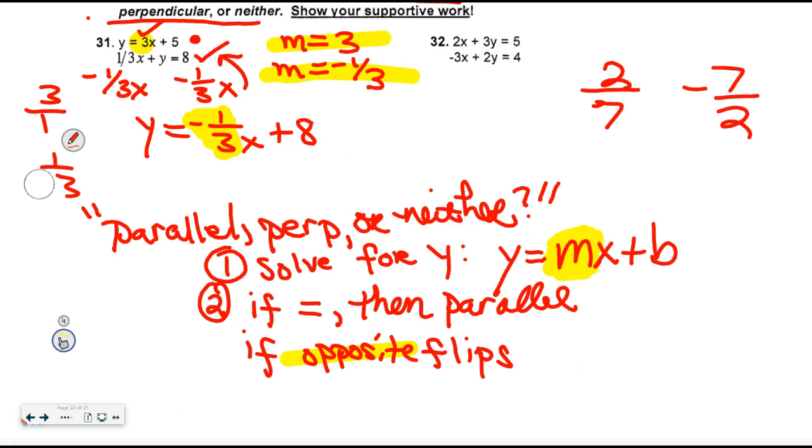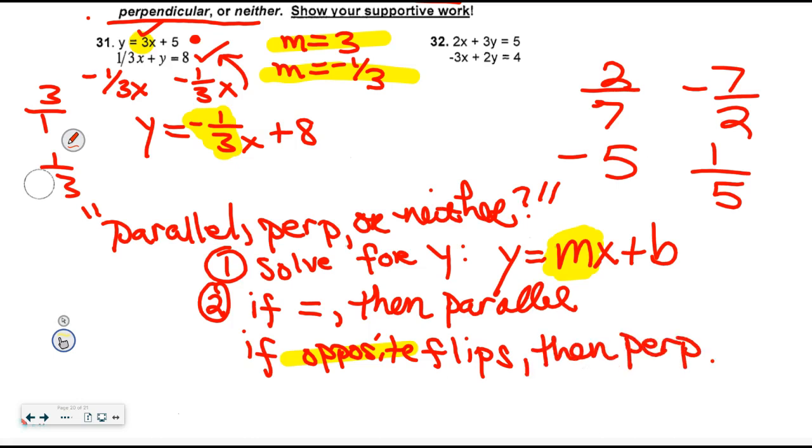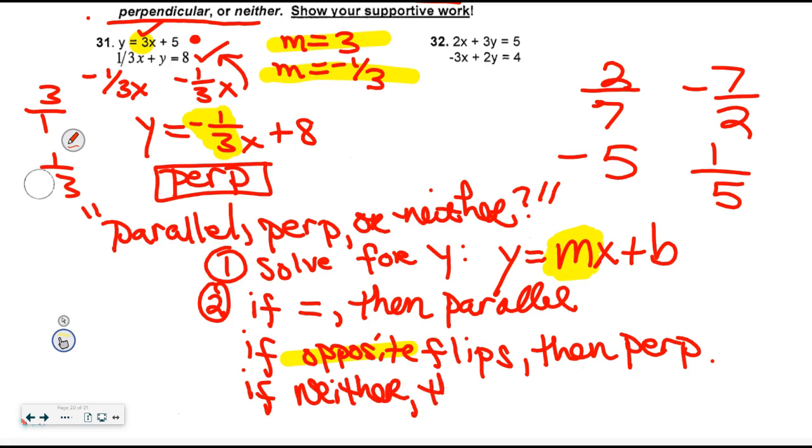Does that make sense, Eric? Mhm. The number 5, and if I flip it, I get 1/5. Boom. Opposite flips. So that's what these are, and that means perpendicular. So the answer to number 31 is perpendicular. So box that in. But then also write: if neither, then neither. All right, so we'll go do number 32.